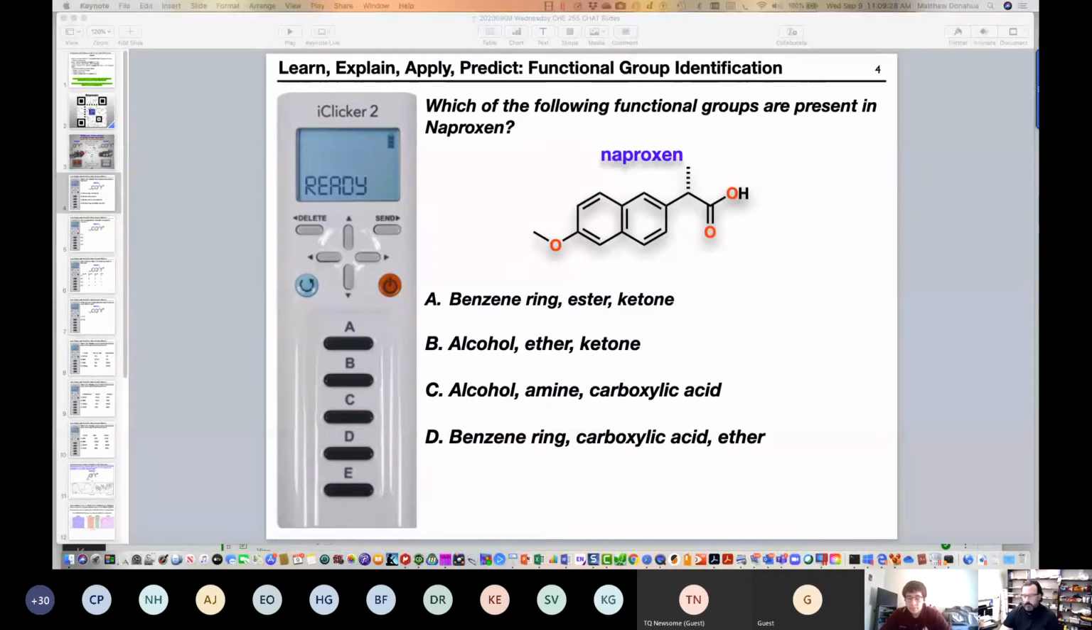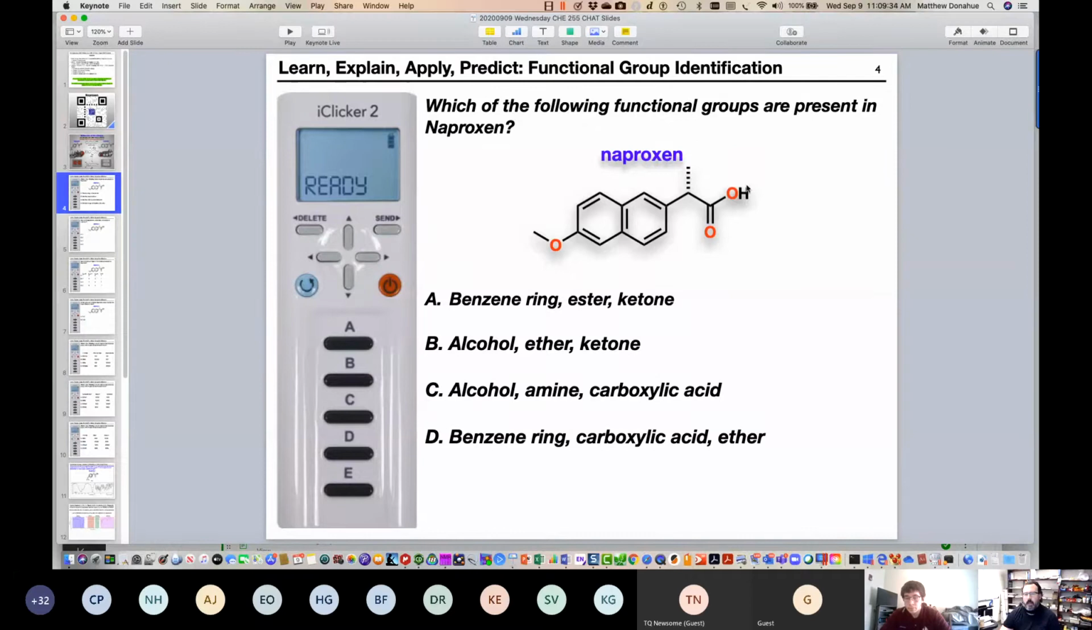A thing you want to be cognizant of when you're interpreting structure is that this whole collection of elements here, that's an acid. It's not a ketone and an alcohol. So B is not correct. So again, this is an acid. It's not ketone, alcohol. They're not separate. C is not correct because there's no amine.